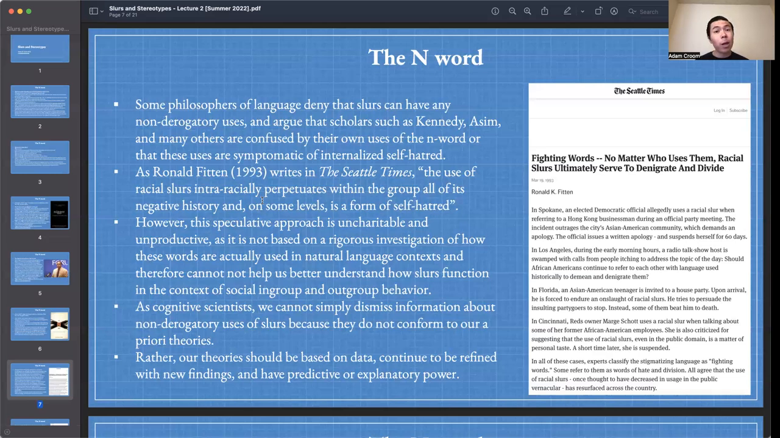If there were studies that show, on some independent measure, that those who reclaim slurs exhibit more self-hatred than those who don't reclaim slurs, for example, well, then we would have some empirical support for this claim. But what we can't do is just assume that this is the right view without any data to support it, and while other data is counter to this claim, okay?